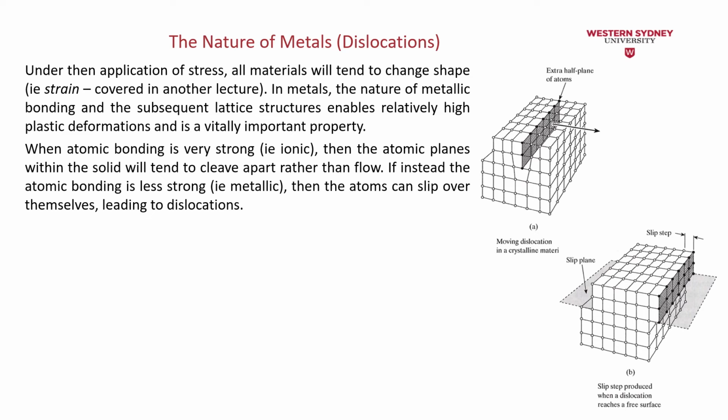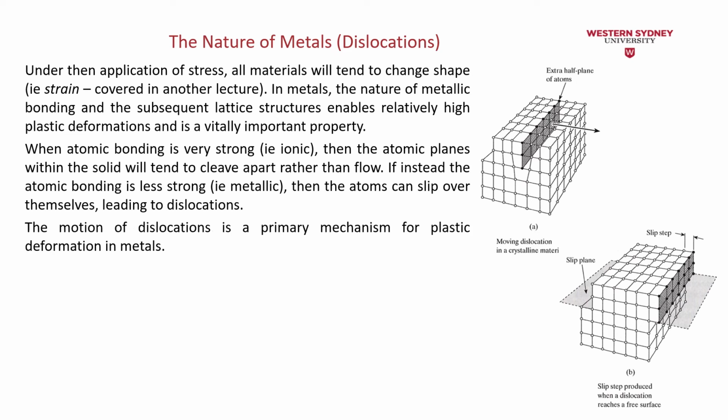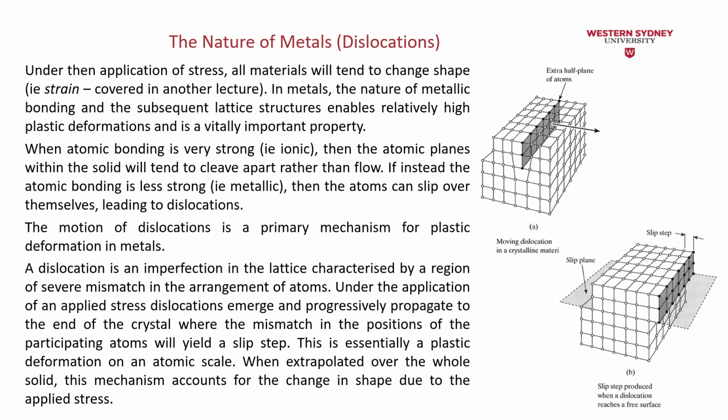So when atomic bonding is very strong, like the ionic, then the atomic planes within the solid will tend to cleave apart rather than flow. If instead the atomic bonding is less strong, like in the case of the metallic, then the atoms can slip over themselves, leading to dislocations. The motion of dislocations is a primary mechanism for plastic deformation in the metals. A dislocation is an imperfection in the lattice, characterized by a region of severe mismatch in the arrangement of the atoms.